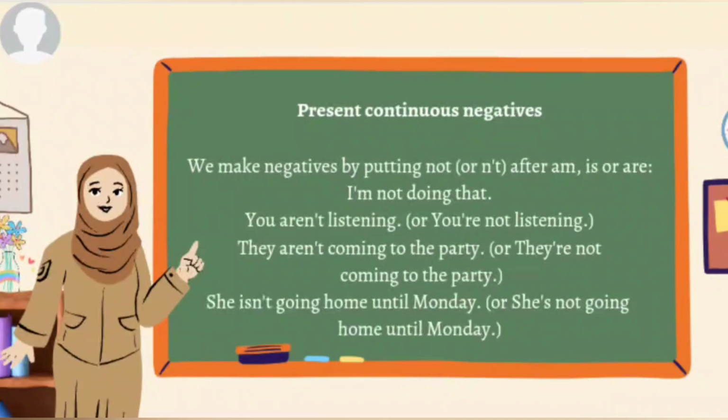Present continuous negatives. We make negatives by putting not after am, is, or are. I'm not doing that. You aren't listening, or you're not listening. They aren't coming to the party, or they're not coming to the party.